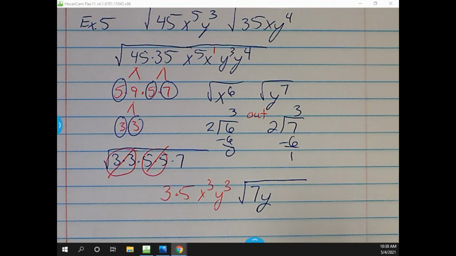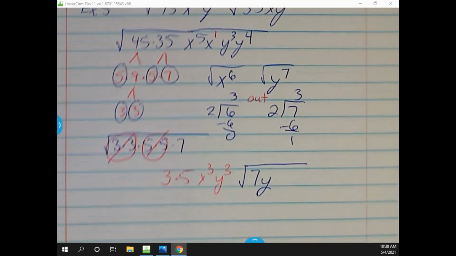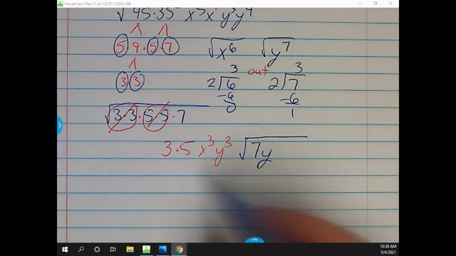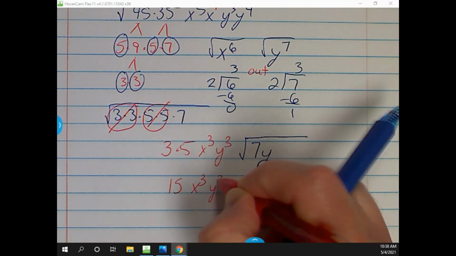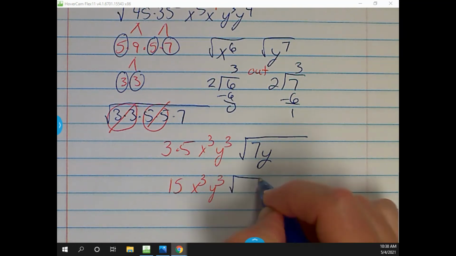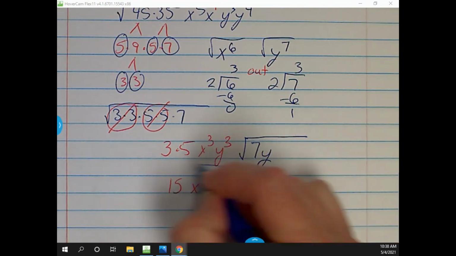And now the last little thing, and you can do that back here if you want to save a step as you're going through this one. Go ahead and do 3 times 5 and make that 15. So we got 15 x to the third y to the third, and then the square root of 7y.